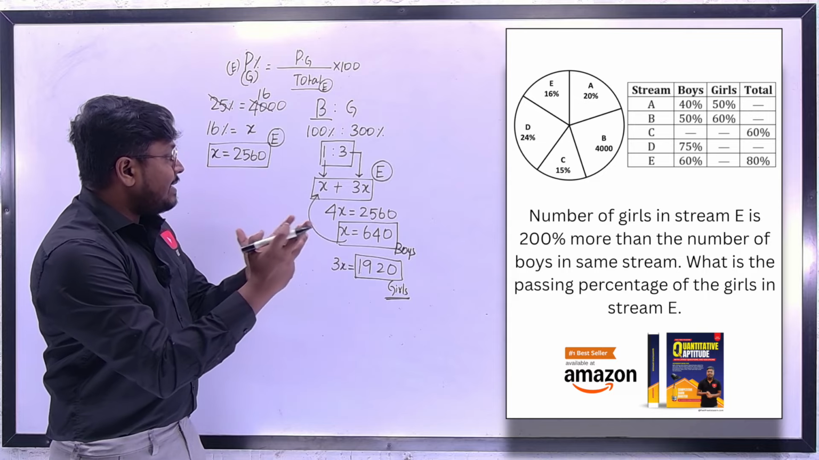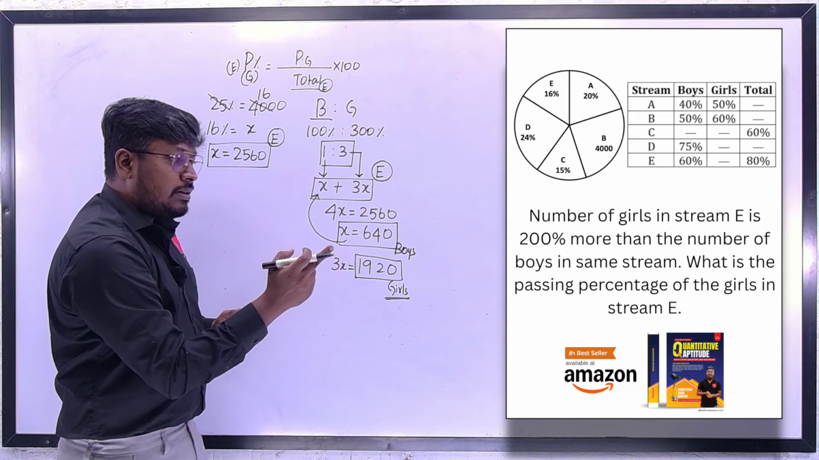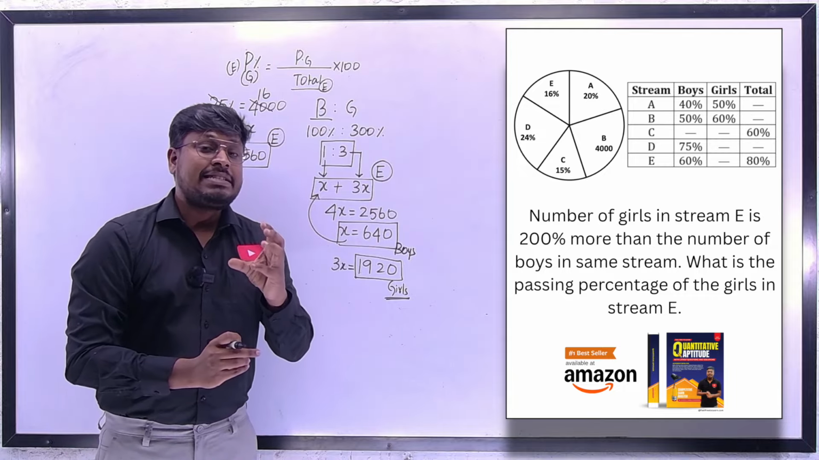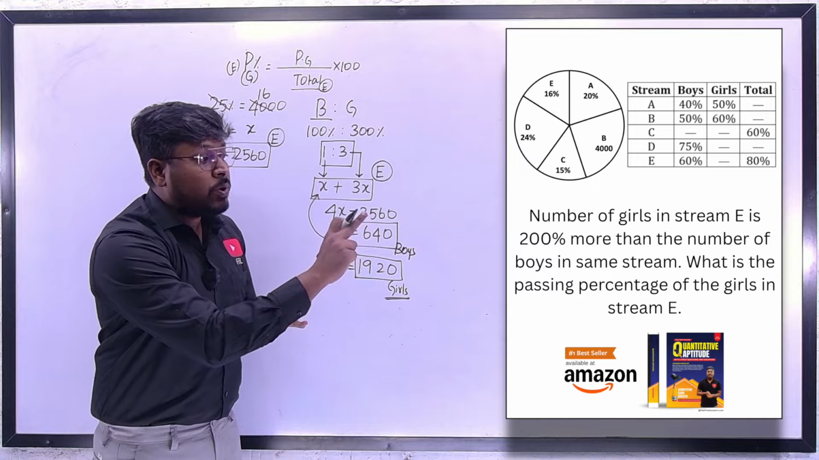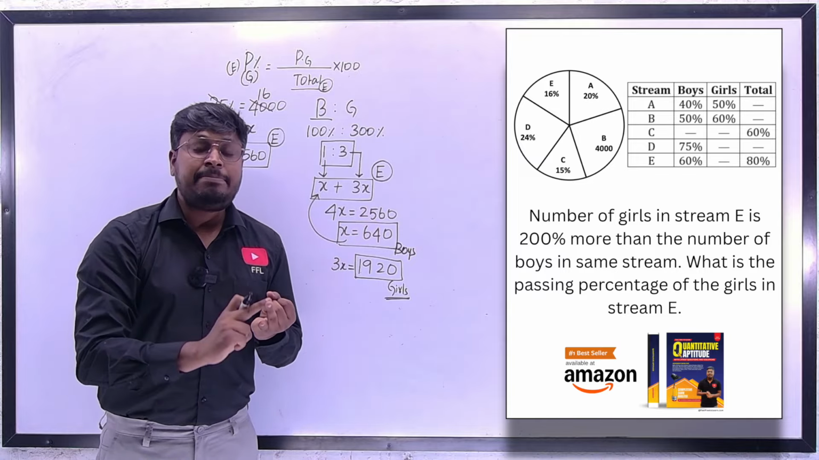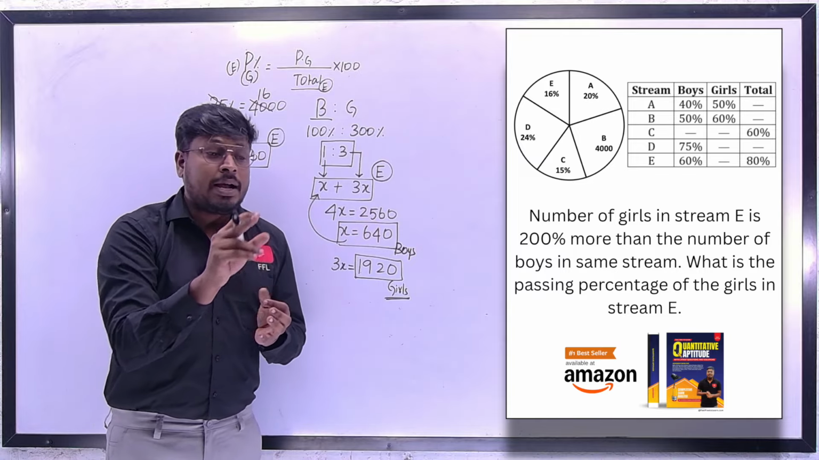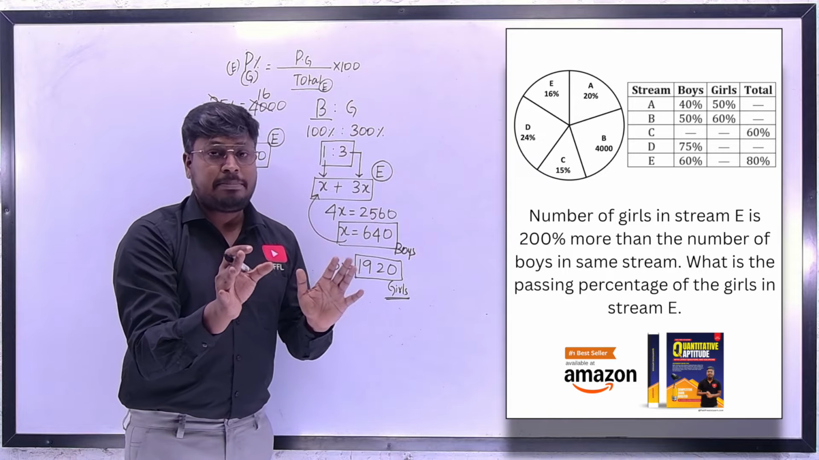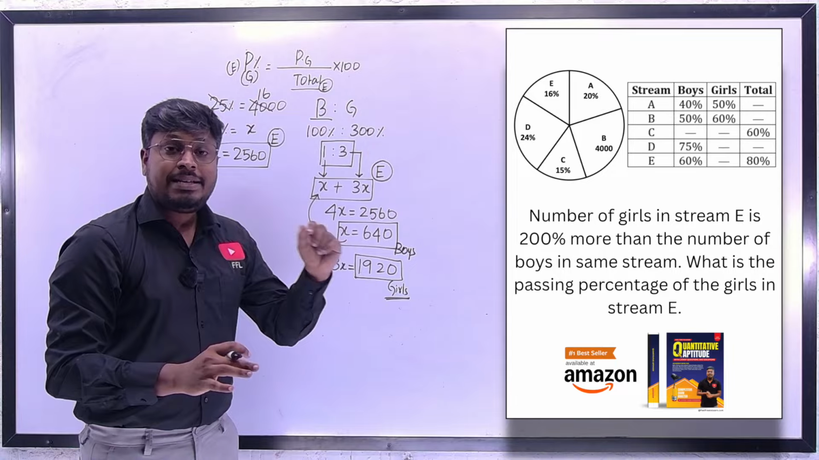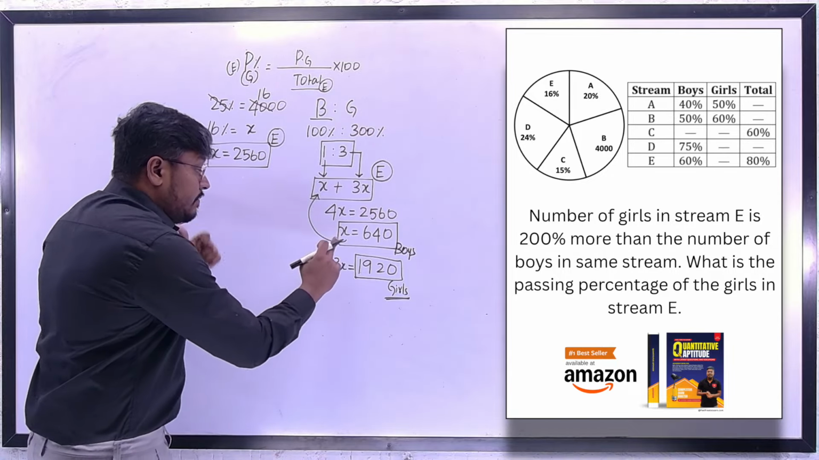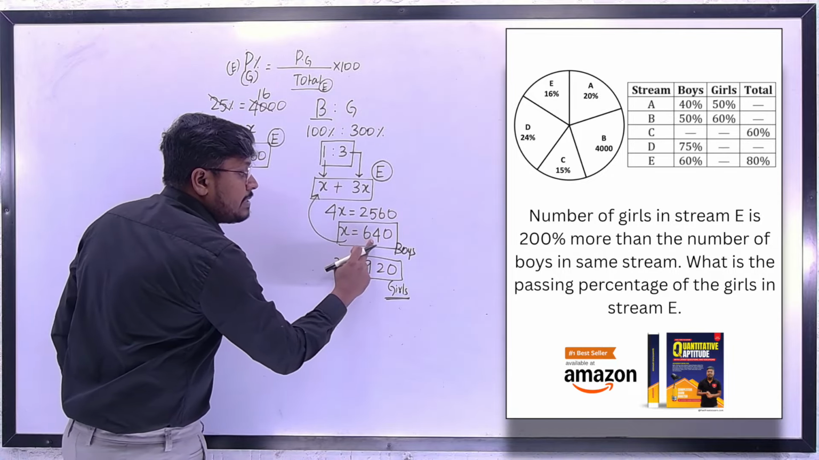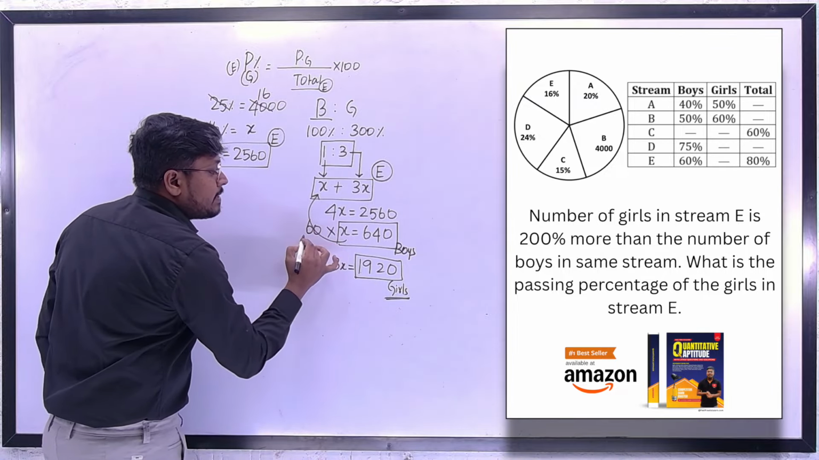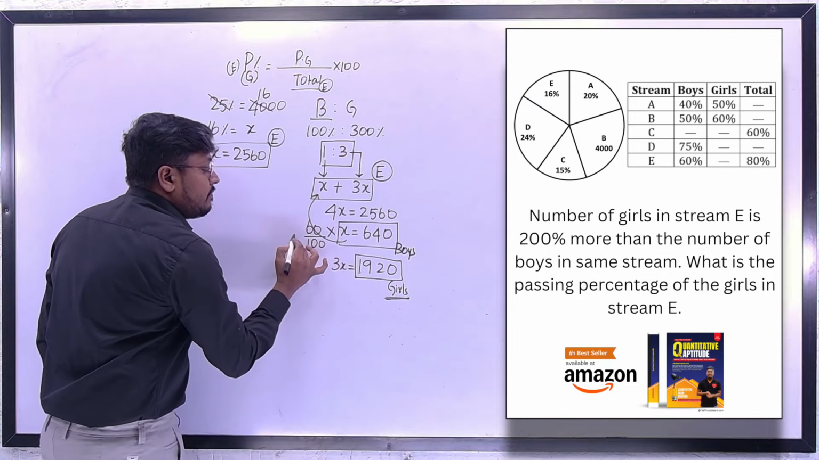So when you look at the table chart here, just see the table chart. When you take stream E, the percentage of boys passed is how much? 60%. And the percentage of total students passed is 80%. But for girls it is unknown. You can't directly say only 20, because that is not the direct value. We have to find it separately. So the boys here is 60%. We know that the total number of boys in stream E is 640. Out of this 640, 60% of the boys passed.